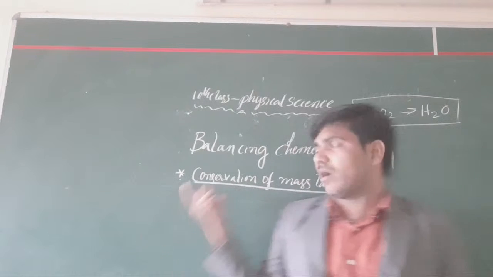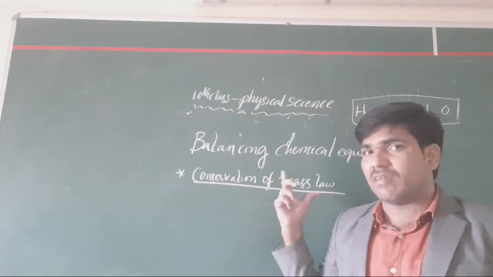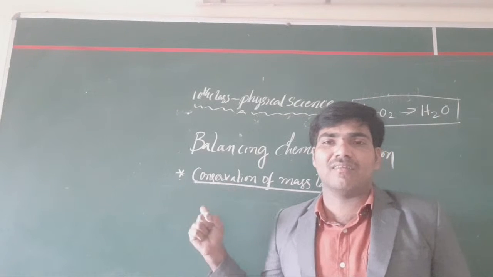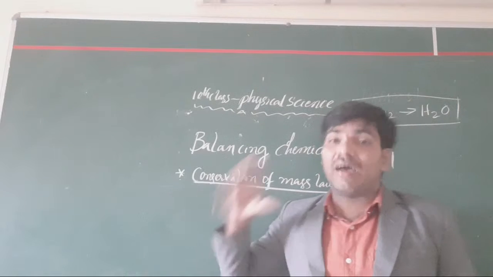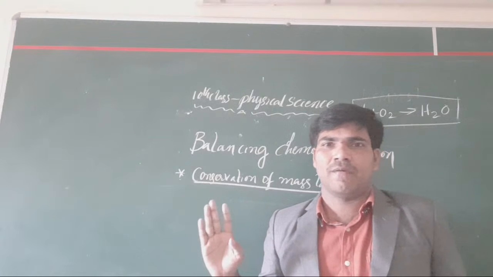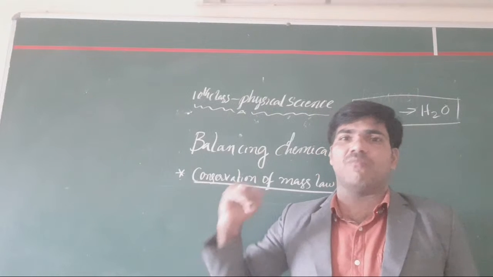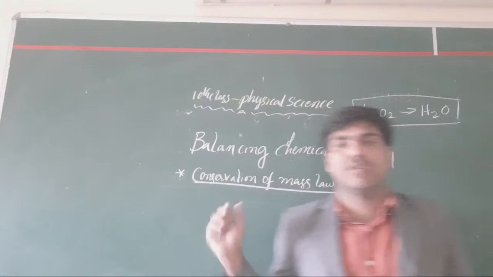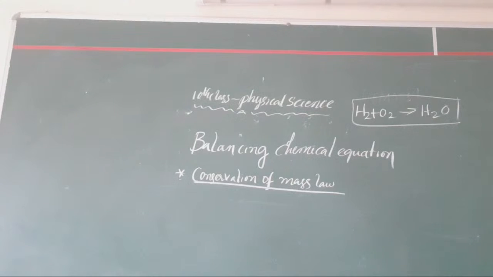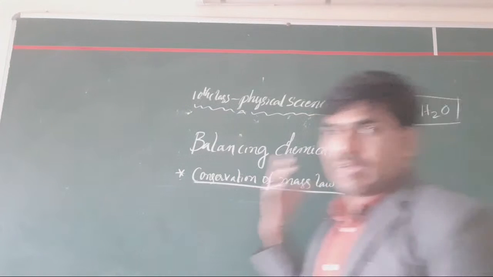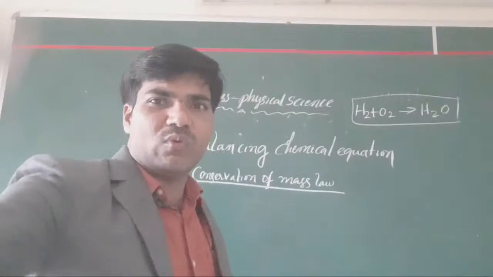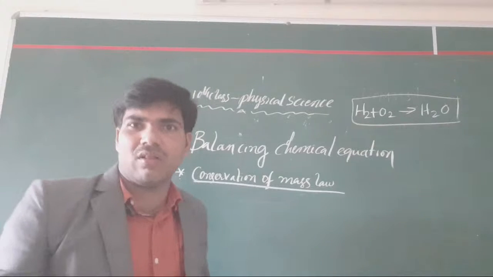Conservation of mass law is nothing but what, actually? Mass is not created by us and mass is not destroyed by us, but mass changes from one form to another form. That is only called the conservation of mass law. Okay, clear to all of the students? Whatever mass is created, it was already created at the time of the formation of the universe only. Okay, clear or not, all the students?